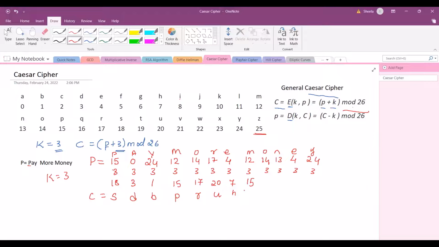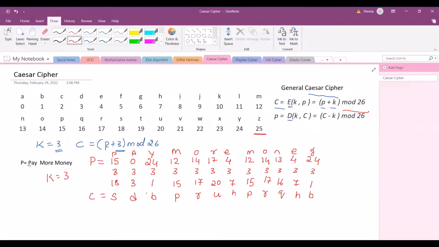12 plus 3 is 15. I need to consider the letter as P. Again 14 plus 3 is 17, the letter is R. 13 plus 3 is 16, so we get Q. 4 plus 3 is 7, so H. 24 plus 3 is 27. 27 mod 26 is 1. So we get B. So this is how we get the ciphertext.